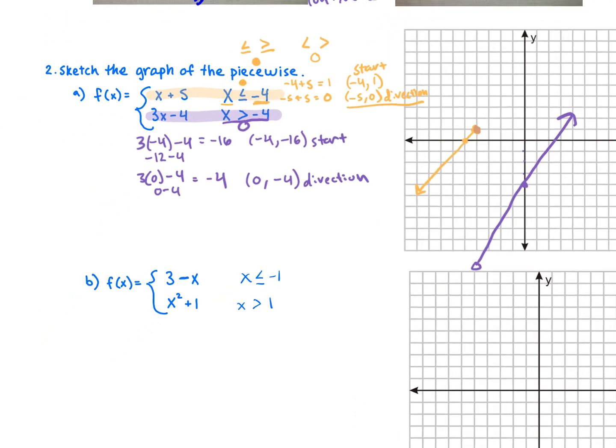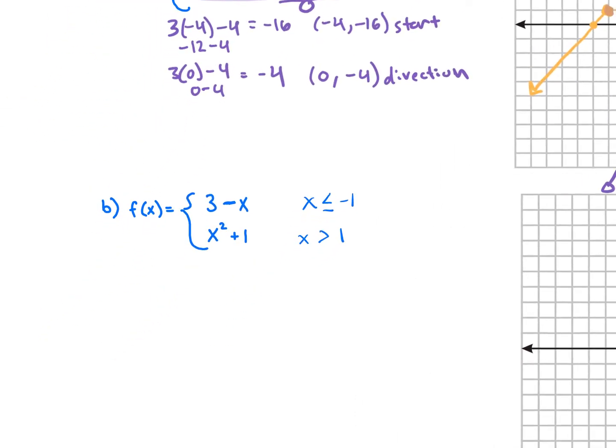For the next piecewise, start with our first piece. So I'm going to start by plugging in -1. So I have 3 minus -1. Be careful when you have two negative signs. Just make sure you are careful. Minus a negative turns into a plus, so this would be 4. I plugged in -1 and got 4.